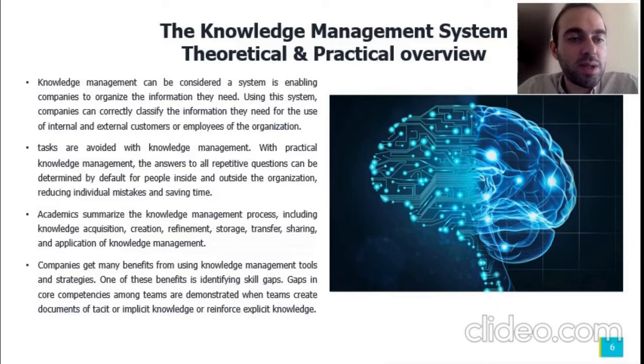Academics summarize the knowledge management process as including knowledge acquisition, creation, refinement, storage, transfer, sharing, and application. Companies get many benefits from using knowledge management tools and strategies. One of these benefits is identifying skill gaps. Gaps in core competence among teams are demonstrated when teams create documents of tacit or implicit knowledge or reinforce explicit knowledge.